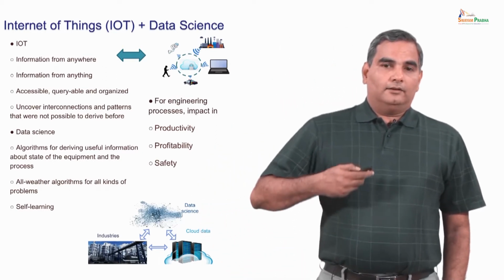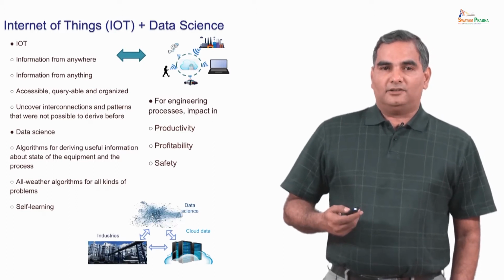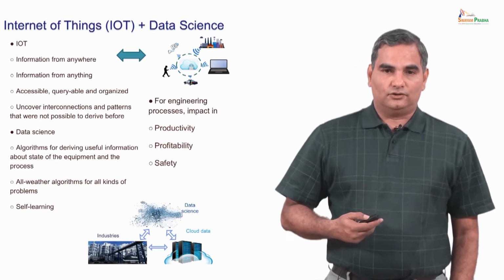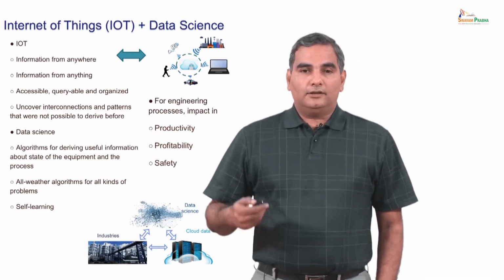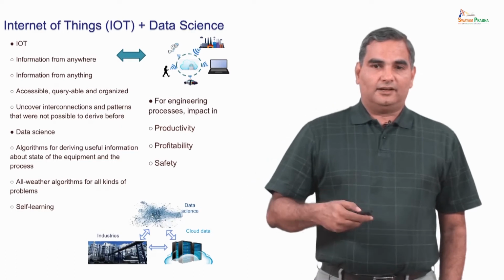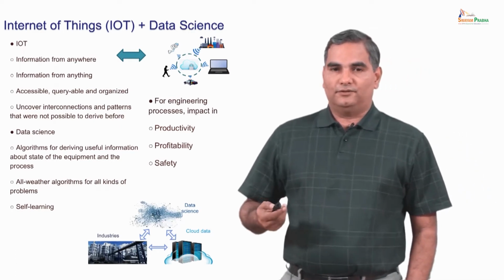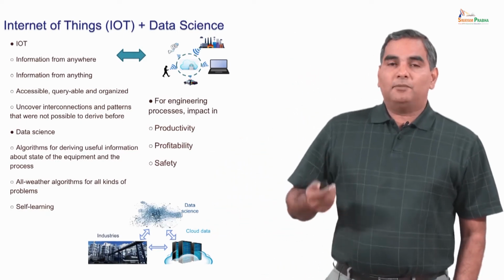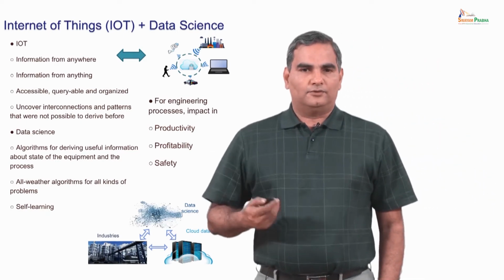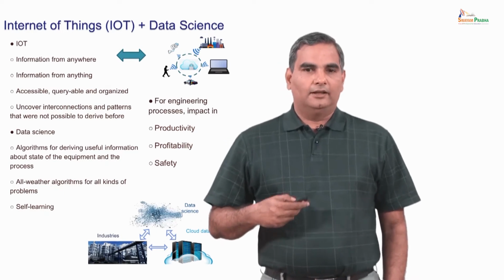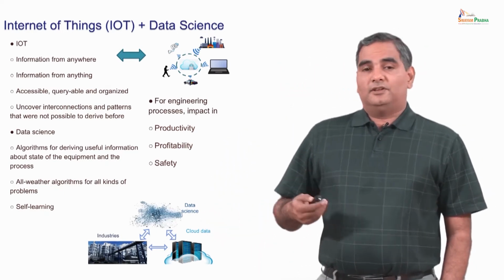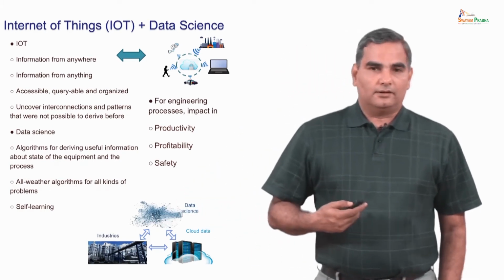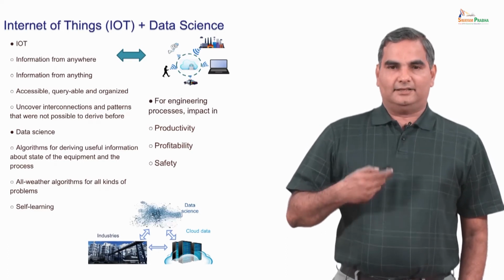Now this is the context from engineering plants where lots of data is there. So we have big data in process industries, manufacturing industries, and so on. So again, what you need to do is be able to use this data with data science algorithms for deriving useful information about the state of the equipment, process, and so on. Now the excitement is that there are all-weather algorithms for all kinds of problems that you can think about in data science, and some of these algorithms are self-learning and so on. So there's a lot of excitement about how to use these algorithms from an industrial perspective.